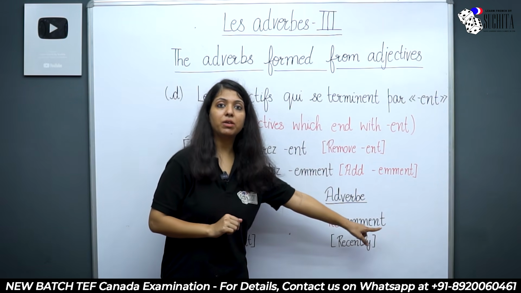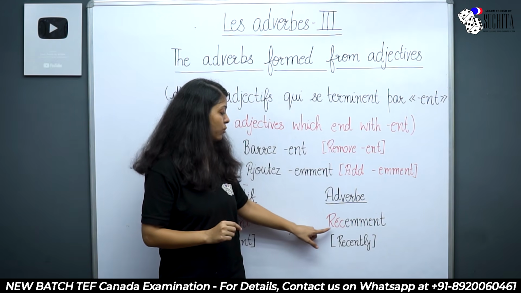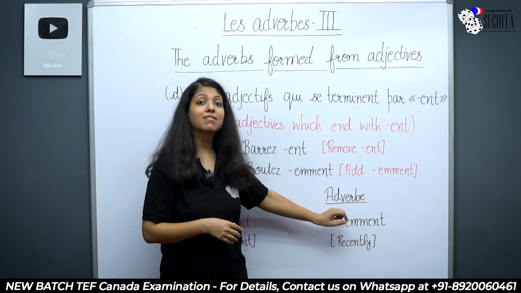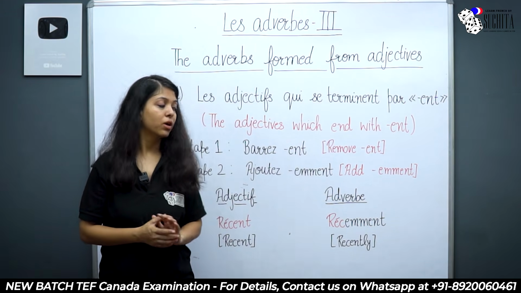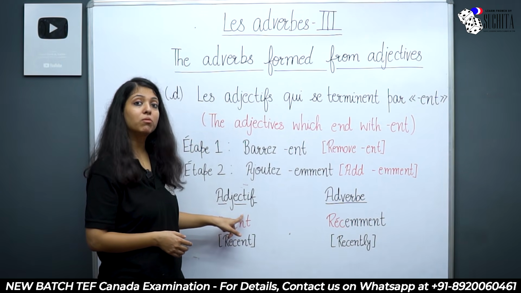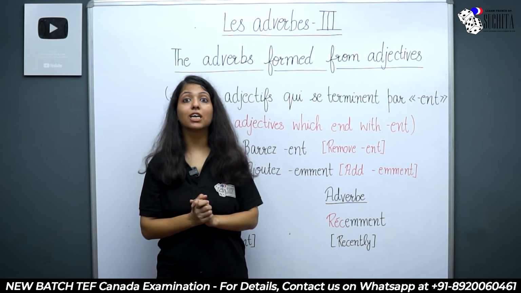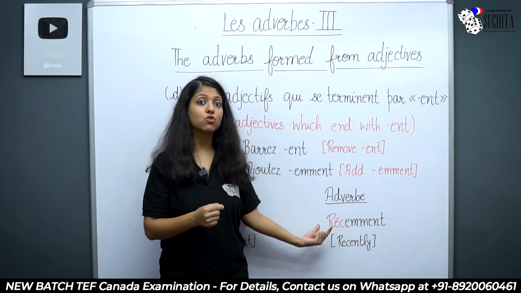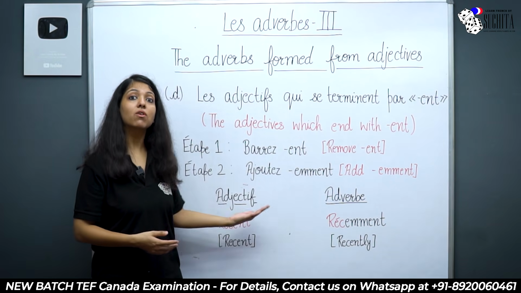We are writing E-double-M-E-N-T, but you need to pronounce this E as A. So the pronunciation would be Ré, Sa. You need to open the mouth. Ré, Sa, Mon. Normally the pronunciation of E in French is E, right? But here in all the adverbs which will be formed from adjectives which are ending with E-N-T, of course you are going to apply E-double-M-E-N-T, but the pronunciation it will give you is as A-double-M-E-N-T. So it is not récemment, it's ré-sa, récemment, récent, récemment.